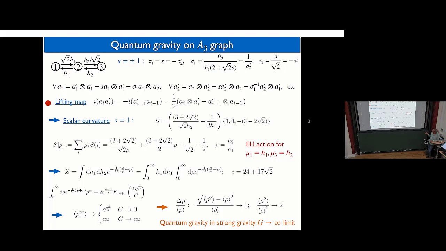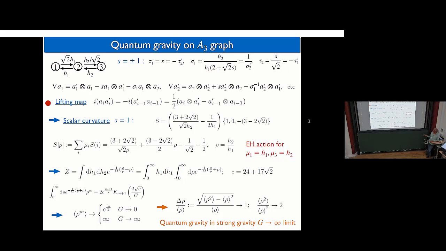We take mu 1 to be h1, mu 3 to be h2. Luckily, we don't need to know what mu 2 is because it's a zero here anyway. So then we get this, and it depends only on this ratio rho equals h2 over h1. Now, quantum gravity means to integrate over all possible metrics, so the integral of dh1, dh2. But it depends only on rho, so we'll change coordinates to h1 and rho. So that's the change of measure. Now integrating over rho, in those terms the action looks like this, where c is this number.